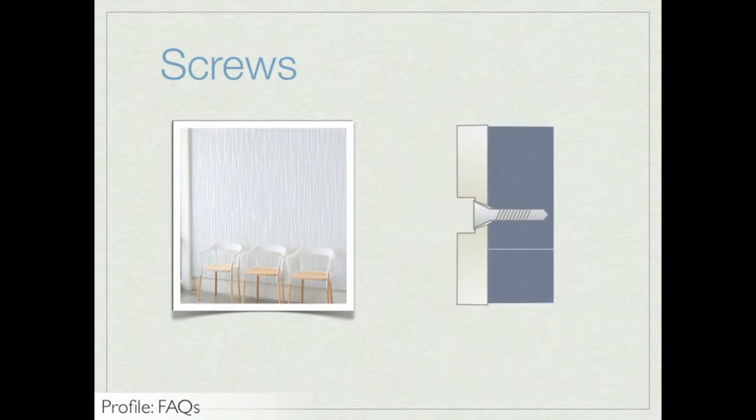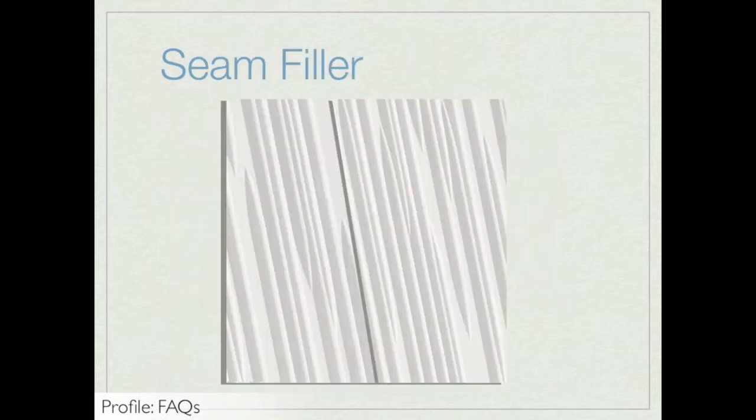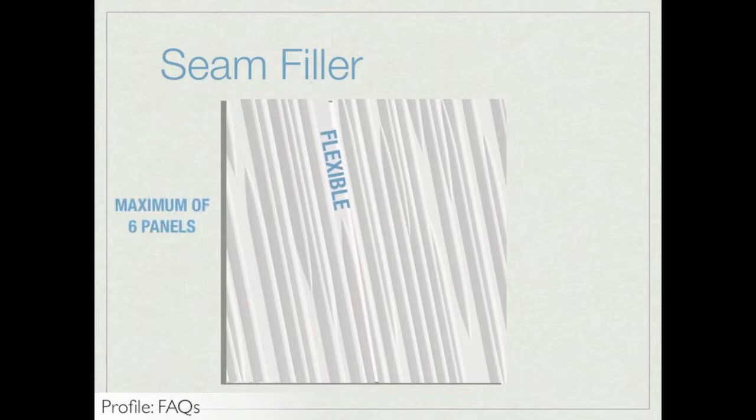After screwing the panel to the wall, a non-shrinking filler, like Bondo, may be used to cover the holes. Please note that non-shrinking filler should not be used between panels. Instead, a flexible seam filler should be used. You should also note that this method is limited to a maximum of 6 panels.